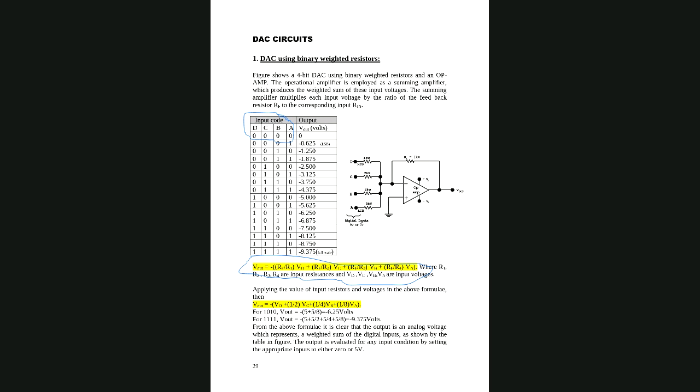What is the resistor for VA? It is 8 kilo ohm, and RF is 1 kilo ohm. So we have 1 by 8 VA. Then for VB, the resistor is 4 kilo ohm and RF is 1, so we get 1 by 4 into VB, and 1 by 2 VC. And for VD, RF over R1 is 1 over 1, so 1 over 1 will give me the same VD.